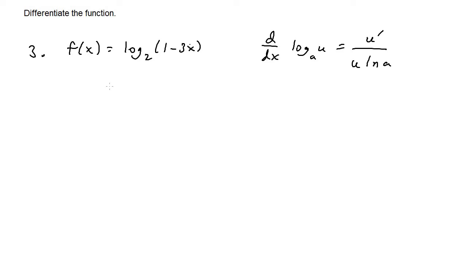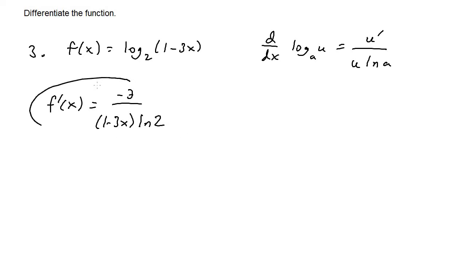So u prime first, now f prime of x equals, the derivative of 1 minus 3x is going to be negative 3, over u, which is just 1 minus 3x, our inside function, times ln of our a, which is our base. In this case, 2 is our base, so we have ln of 2. And that's the final answer.